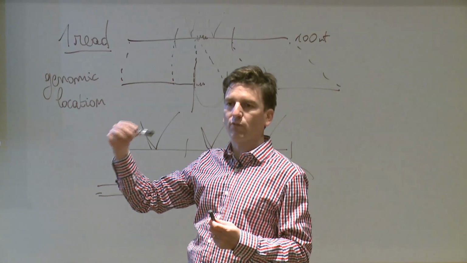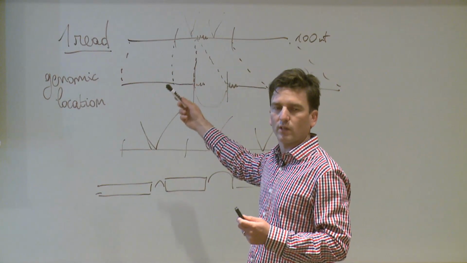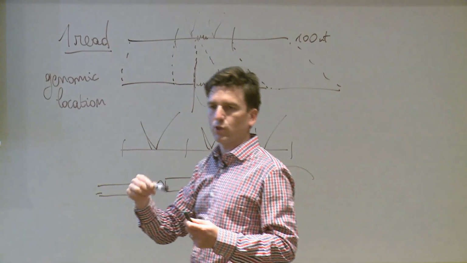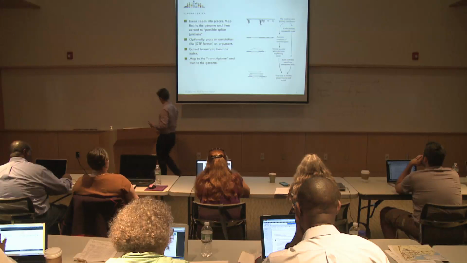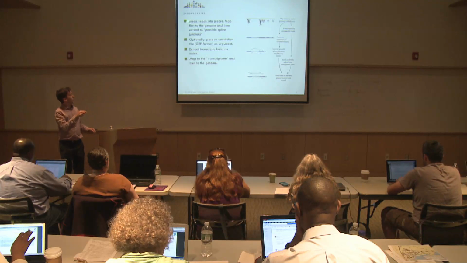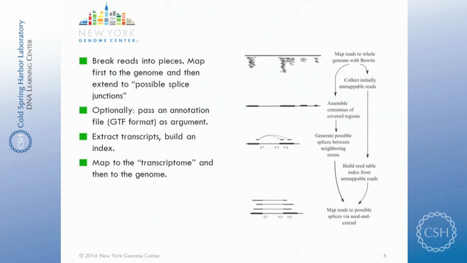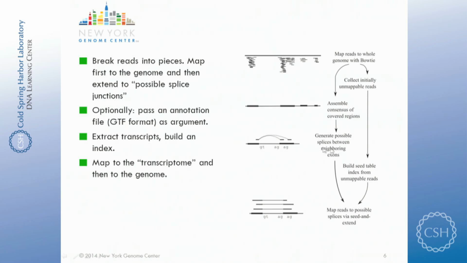Out of all the reads that fail this strategy, you find another strategy that's a little bit more computationally intensive, but that will apply to a much smaller number of reads. Does that make sense? Yes. Cool. So break the reads into pieces, map them to the genome, and then extend the possible splice junction. One option for TopHat is to give as a parameter an annotation file. When you have a good annotation, you can give it as an argument, and that will guide the alignment.